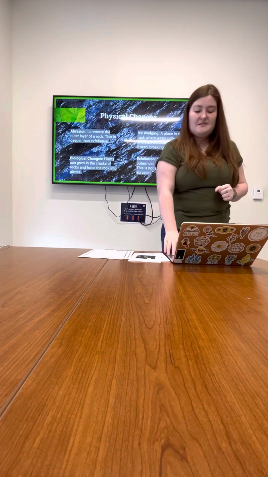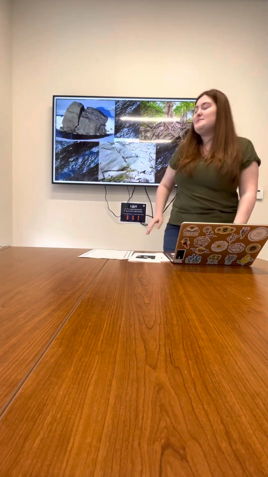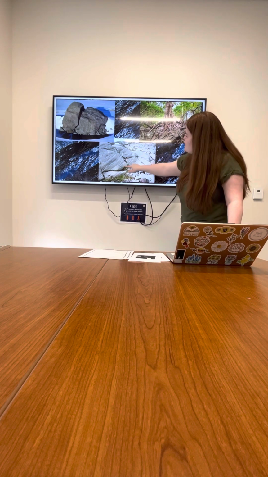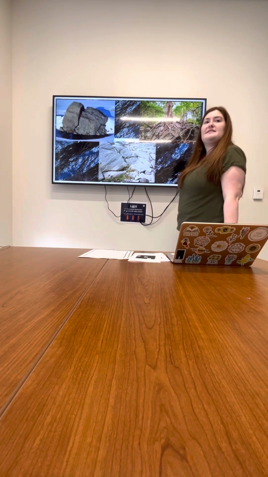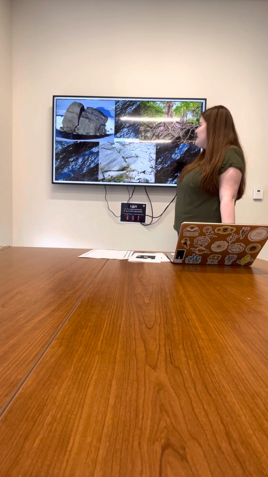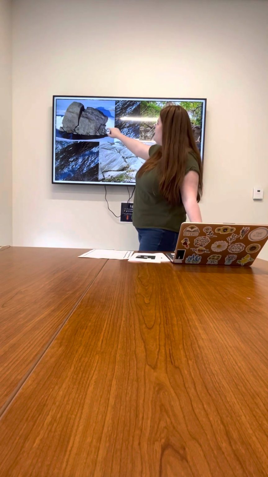It's not as deep as abrasion, but it still takes off a very small outer layer. Here's some examples. So right here, do you see the scrapes on this rock? What would that be an example of? Abrasion. Excellent, Cody.